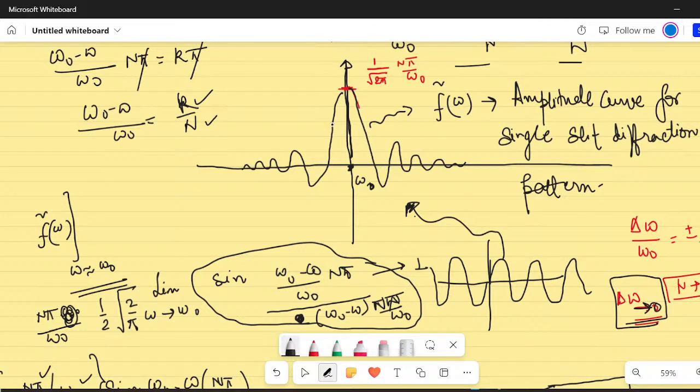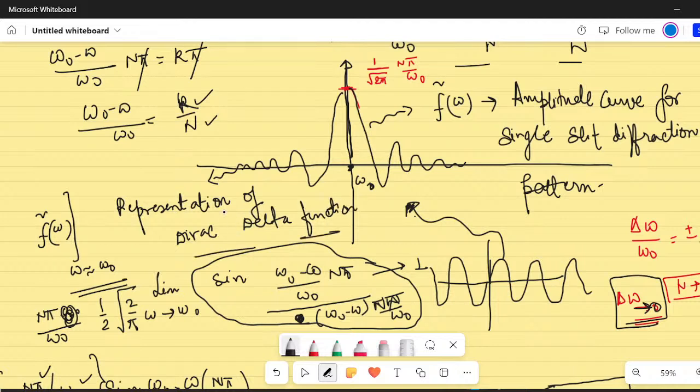And if you remember this particular format, you might have seen that this is also one of the representations of the Dirac delta function. If you just go back to my lectures, when I was discussing the representations of the Dirac delta function, one of the representations was this particular function itself. So it resembles, in another way, one of the representations of the Dirac delta function.